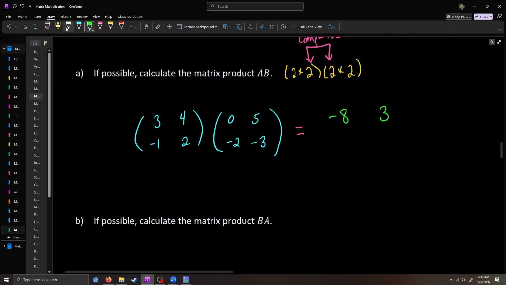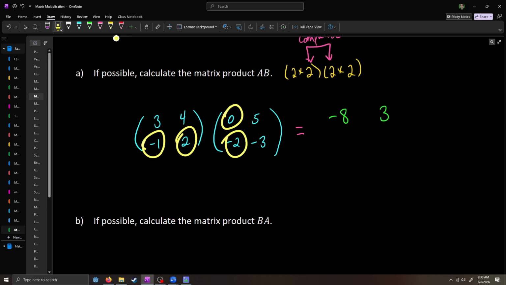Then finding the dot product of the second row of A with the first column of B, that's going to give me the entry in the second row and the first column of my answer. So that's going to be -1 times 0, 2 times -2, and that's going to give me a result of -4.